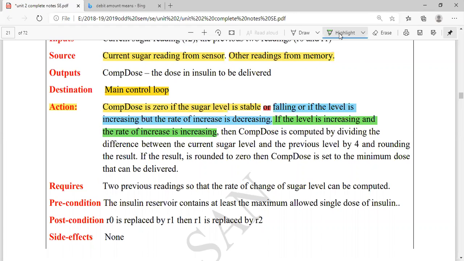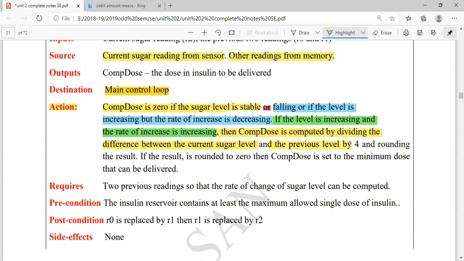Then how is that dose given to the patient? If you find that there is a constant increase, then the dose is computed. You have to calculate the new dose, that is R2. So how are you going to calculate that R2? You are going to calculate the difference first, between the current sugar level, that is R2, and the previous levels.